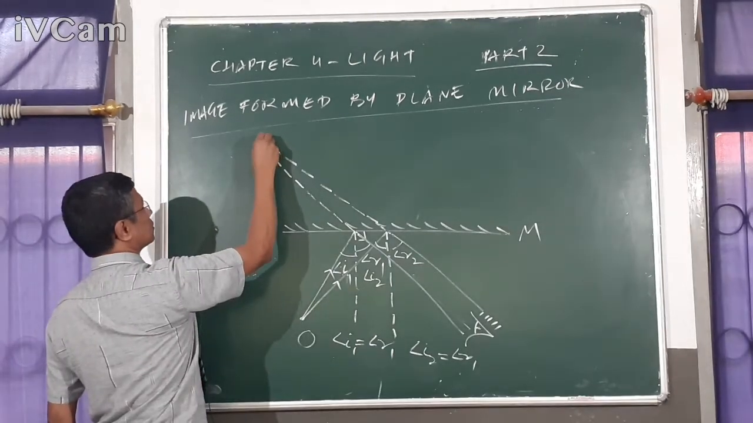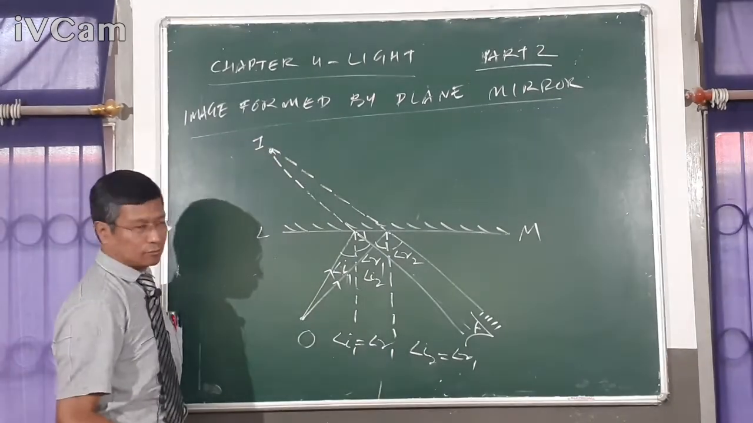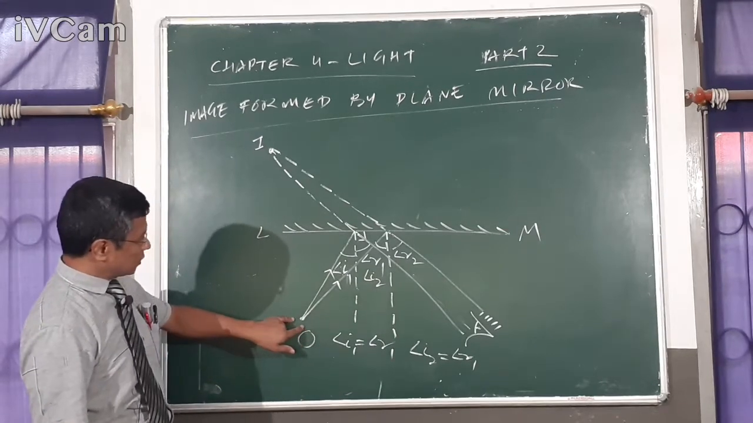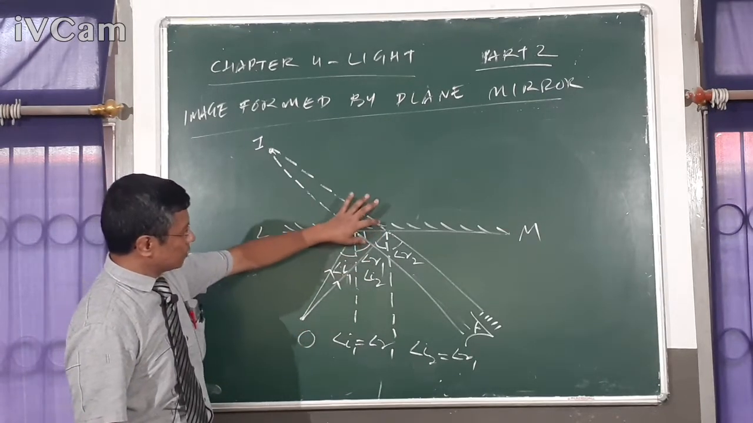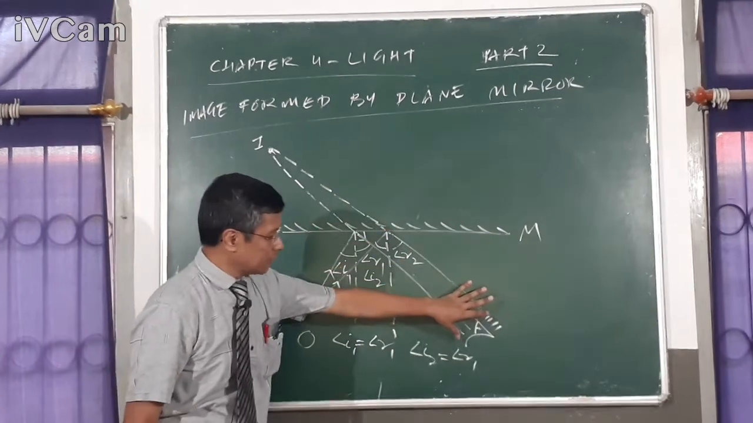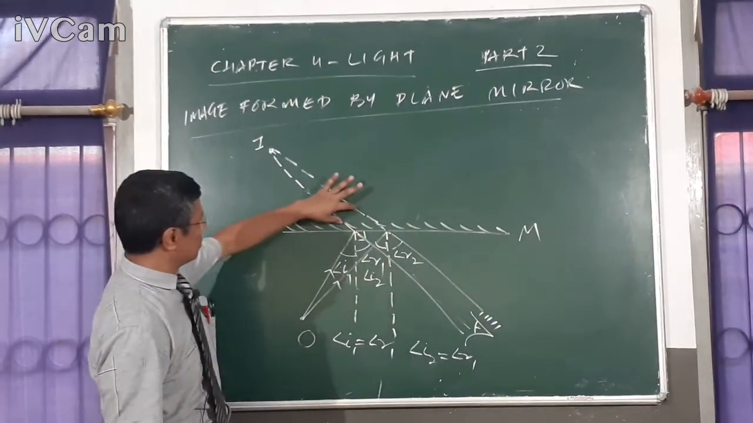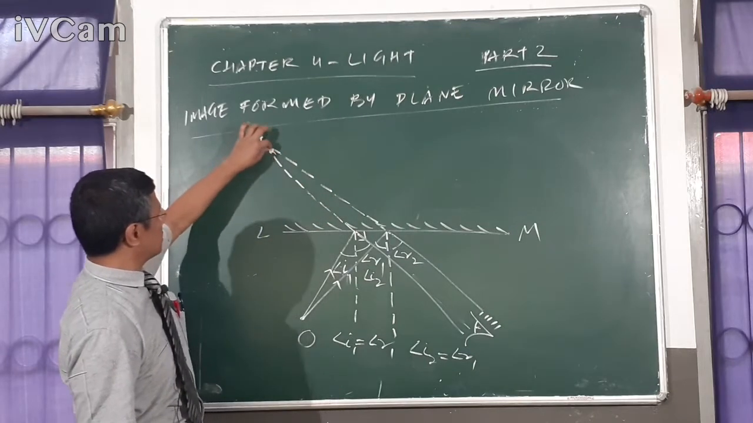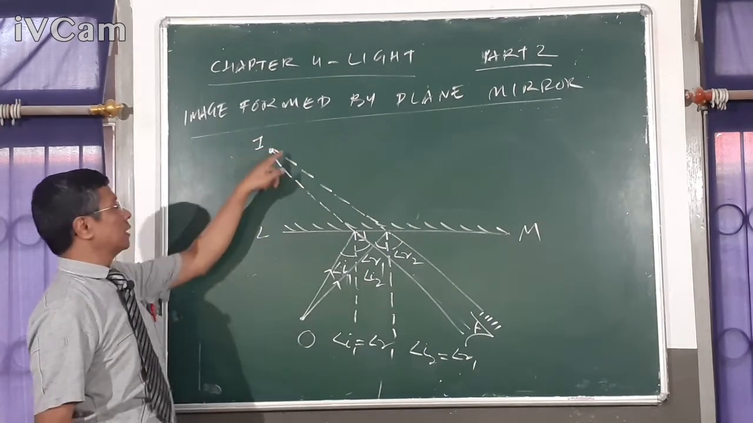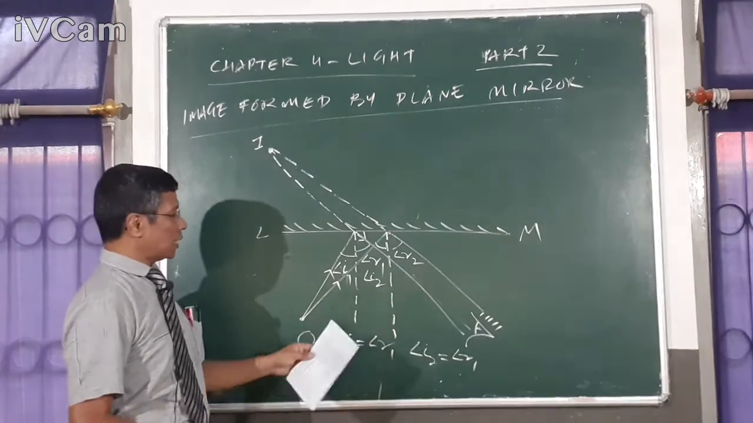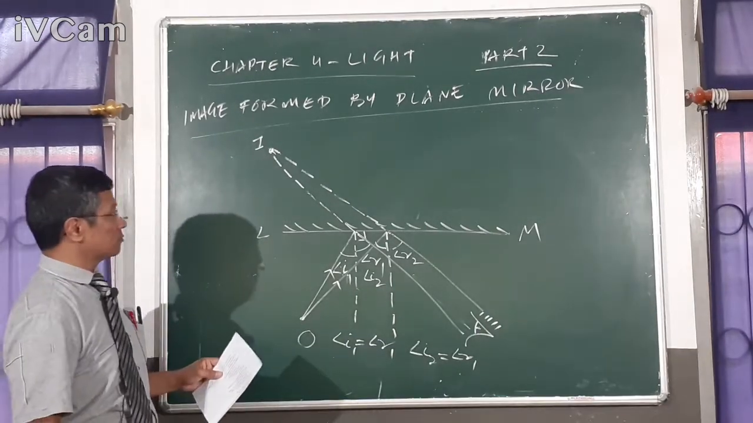So this becomes the image. This is the object. From the object, the rays of light get reflected by the mirror and enter the eye. This ray of light, if you produce it backwards with a broken line, meets at a point behind the mirror and that becomes your image. So this is how the reflection of light works in a plane mirror.